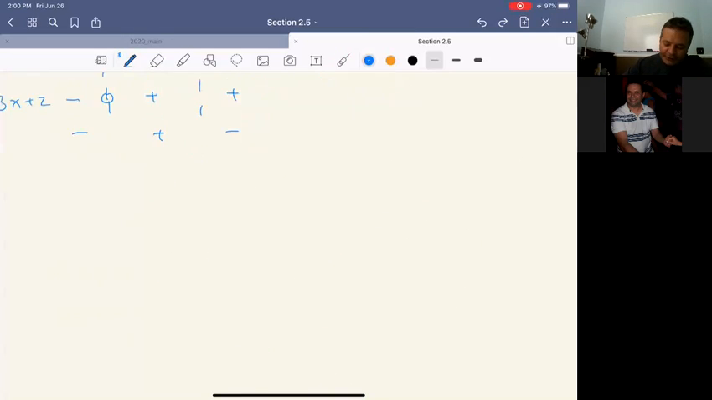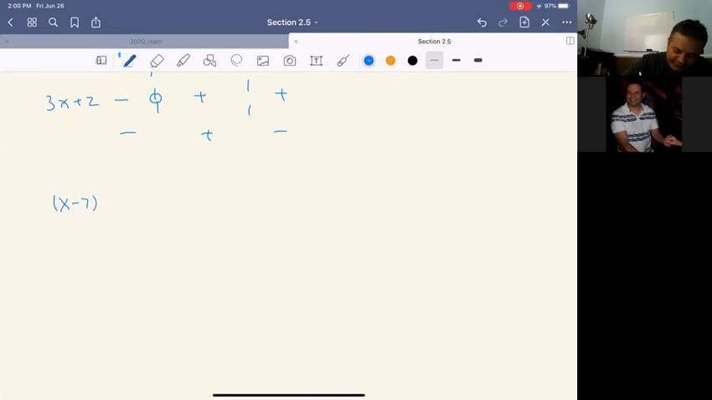Same sort of thing, a little slightly different, but same idea. (x minus 7) over (x minus 5) greater than or equal to (x plus 5) over (x plus 3).